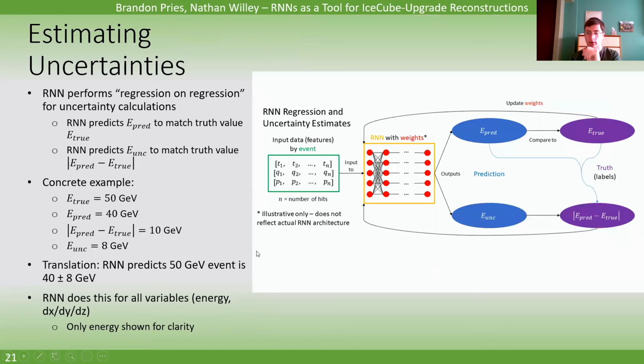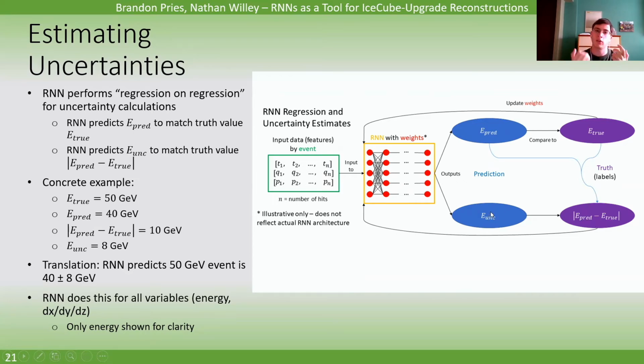And then this segues nicely into the last topic I want to talk about, which is the uncertainty estimates from the RNN. So it actually performs a regression on regression calculation for the uncertainties. The idea is you start out with your input that gets passed into the RNN. It's trying to predict an energy, for example, to match this true energy, whatever the true energy of the event is. And then it takes these two and combines them into a new truth value, which represents the magnitude of the prediction error. And then it's trying to predict this as well. So this would be the uncertainty from the RNN.